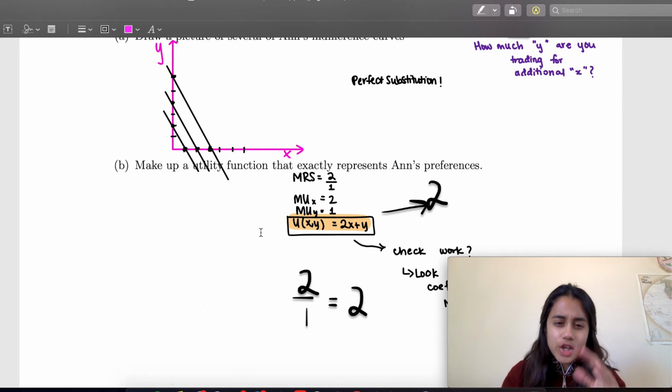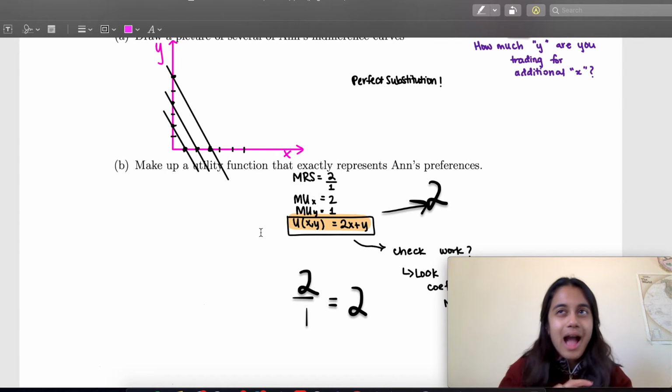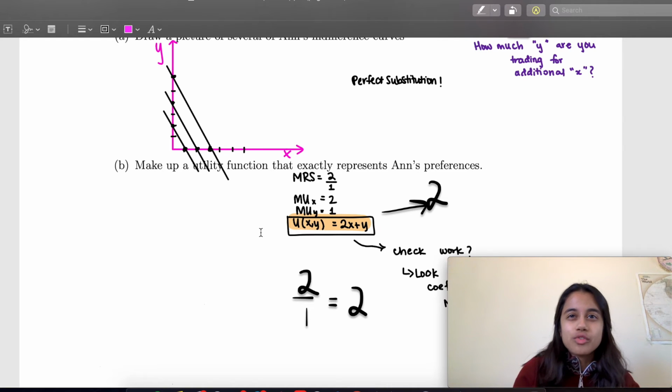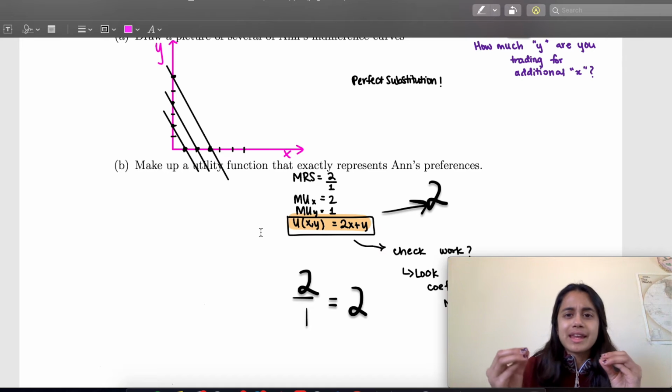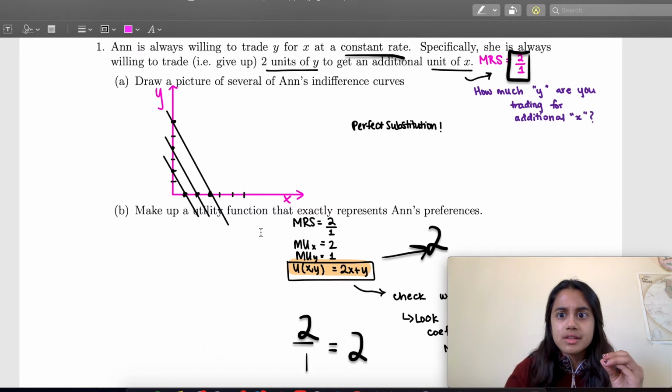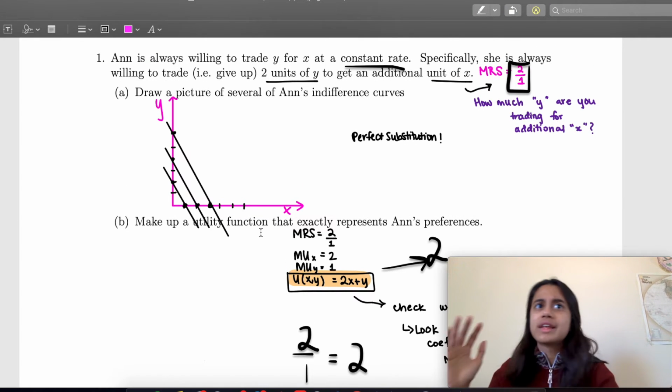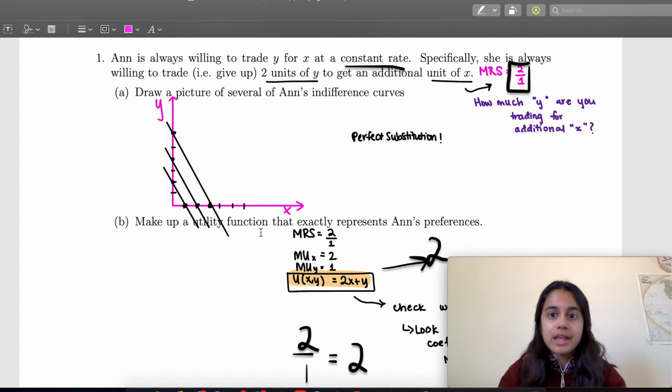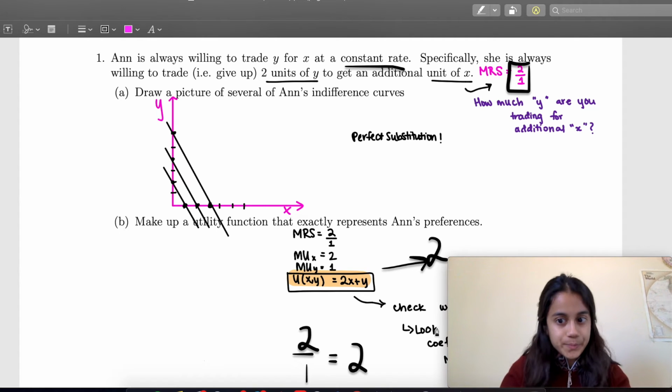Or you could just look at the numbers and be like, okay, how do I get my 2 over 1? How do I put the coefficients in so that I can get that 2 over 1 at the end? Or a 4 over 2, or a 6 over 3, and so on. Anything that gives us a slope of 2.